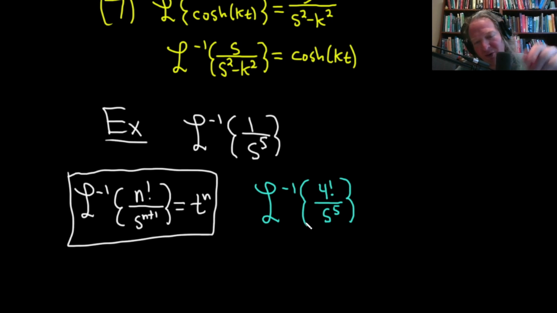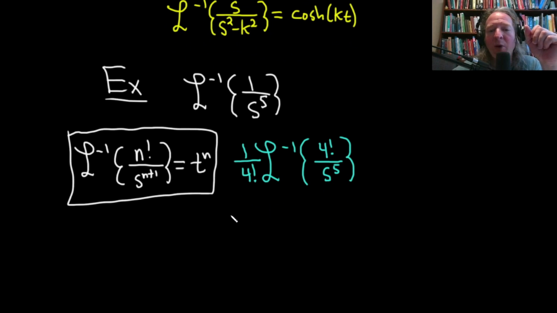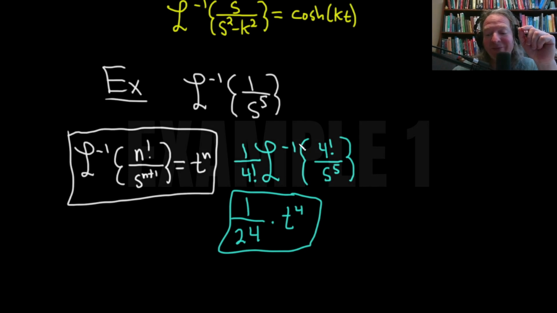So if I put a 4 factorial here, I have to divide by 4 factorial. So one clever way to do that is to multiply by 1 over 4 factorial like this. It's a nice way to do it. So you basically write down what you want and then you fix it later. And now the 1 over 4 factorial, well, we know that's 1 over 24, right? 1 over 24 times this piece here, which is t to the 4th from the formula. And so that would be the inverse Laplace transform in this case.